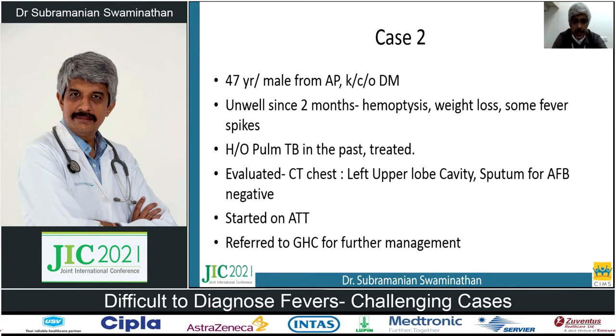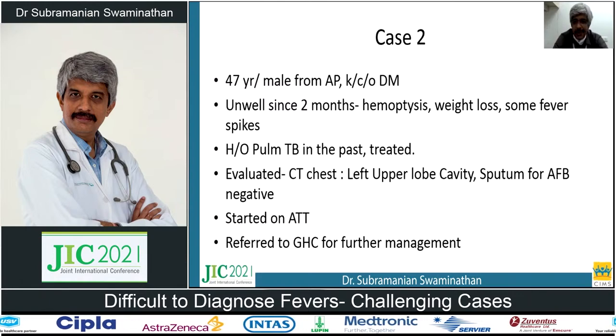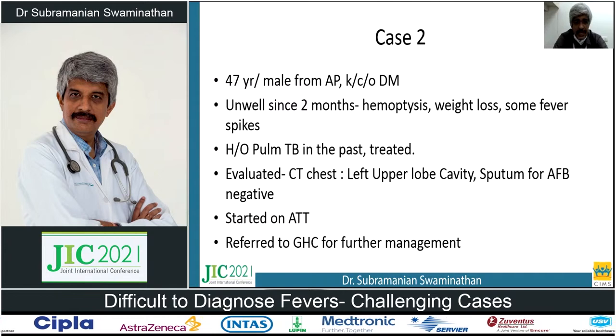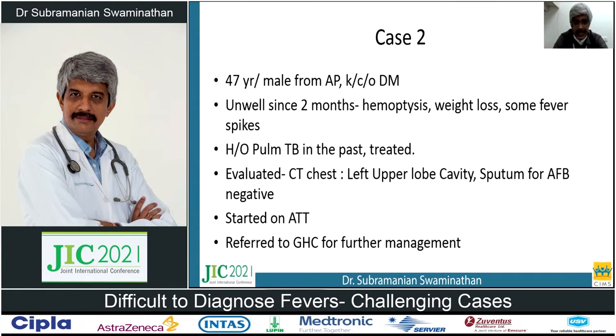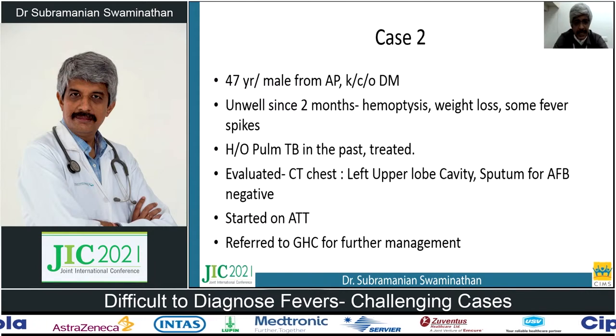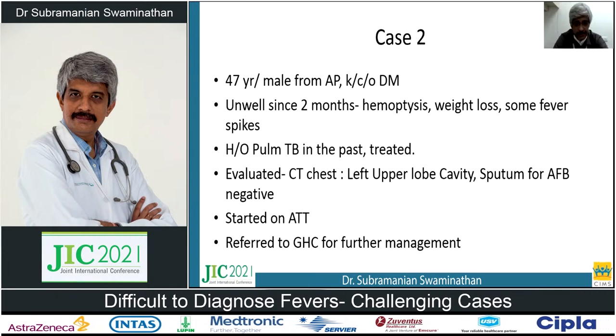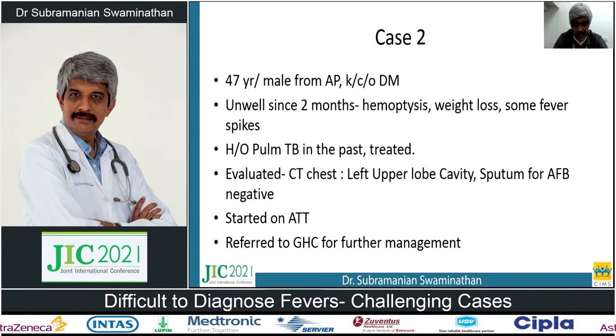A 47-year-old gentleman from Andhra Pradesh. He was a known diabetic for many years, very poorly controlled. His sugars were all over the place. He said he was unwell for nearly 2 months. He had hemoptysis, he had weight loss, he had some fever spikes. He reported that he had a history of pulmonary TB in the past, which had been treated. And he had had a CT scan of the chest done outside.